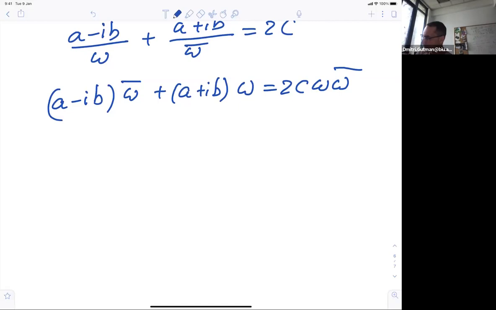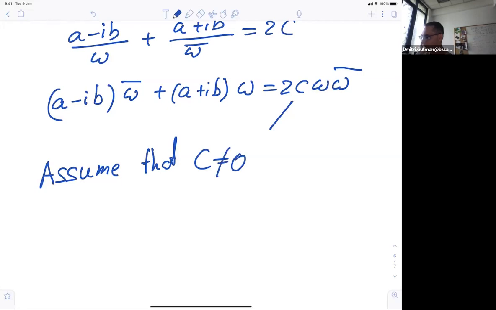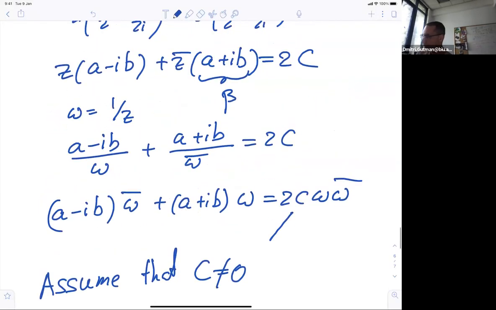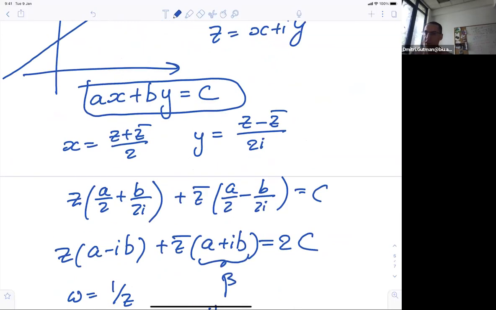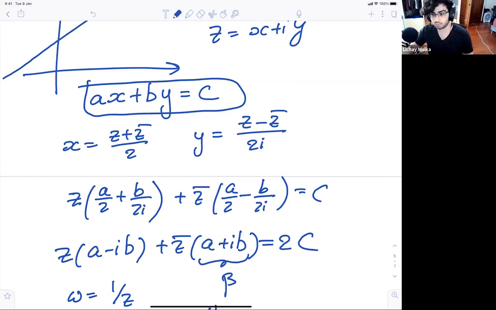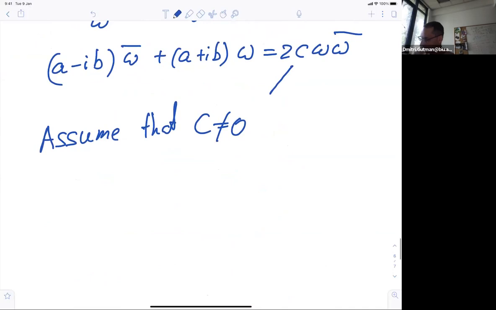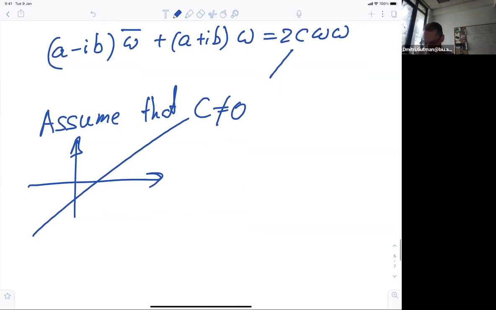Once again, it depends whether this coefficient is or is not equal to 0. So assume that c is not equal to 0. What does it mean geometrically? If this is our line, what does it mean that c is or is not equal to 0? If it passes through the origin? Correct. So if the line does not pass through the origin, this would be the line.